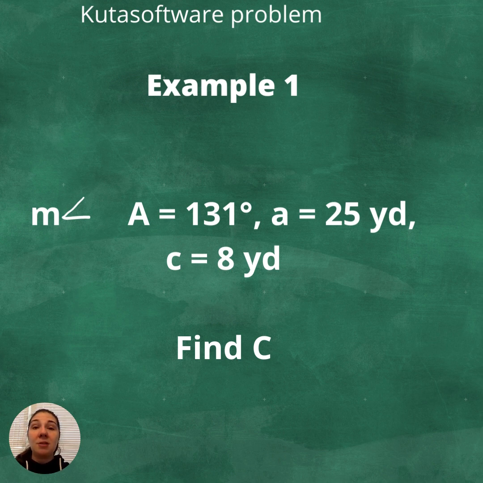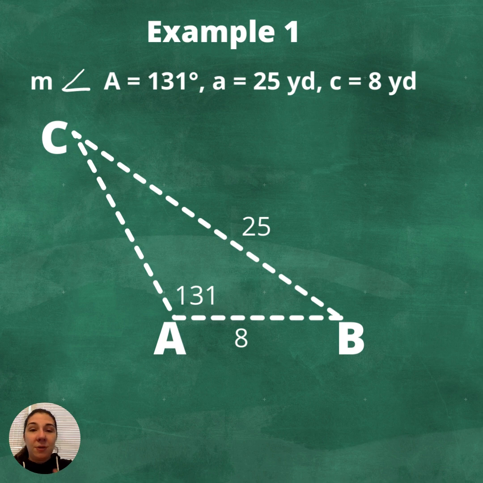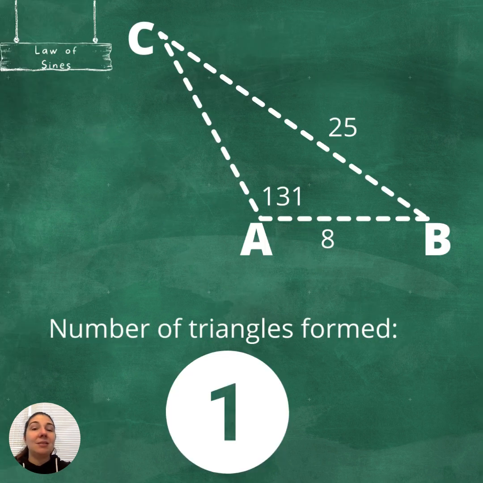So checking for ourselves: is the side opposite of the obtuse angle the larger of the two sides that they gave us? Yes, it is. So that means that this forms one triangle. Here's the picture of it. I would always recommend drawing these pictures. I think it'll be much easier to approach these problems if you draw them. So angle A is 131. Side opposite of angle A is 25. Side opposite of angle C is 8. Like I said, that means that this has one triangle that's formed, so we can actually solve this problem.